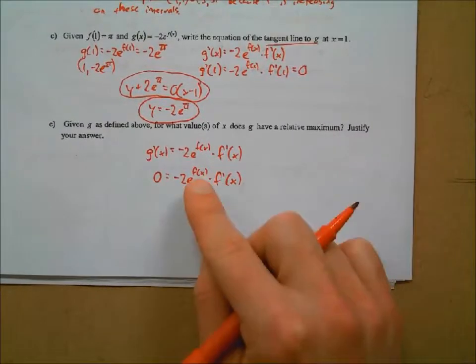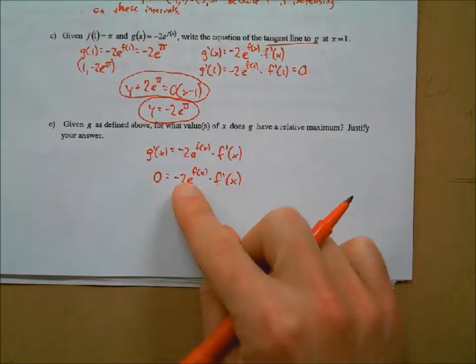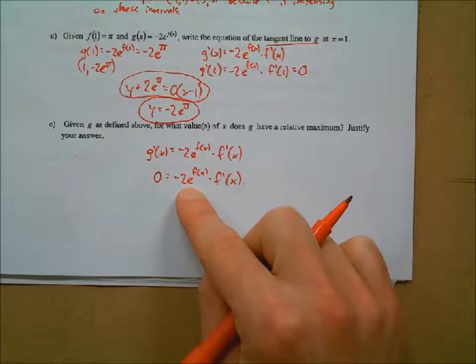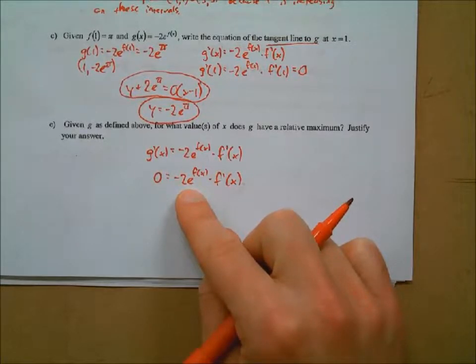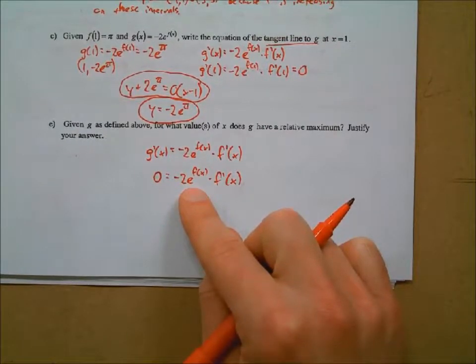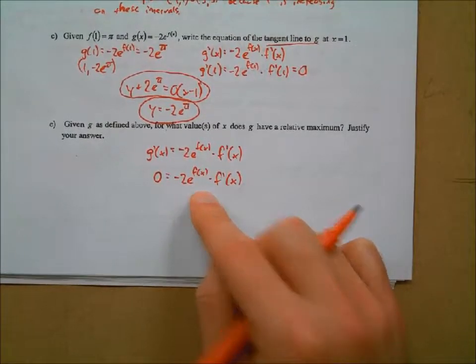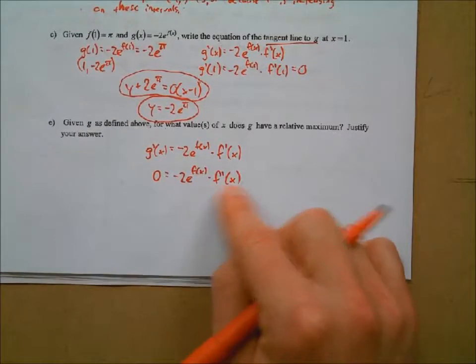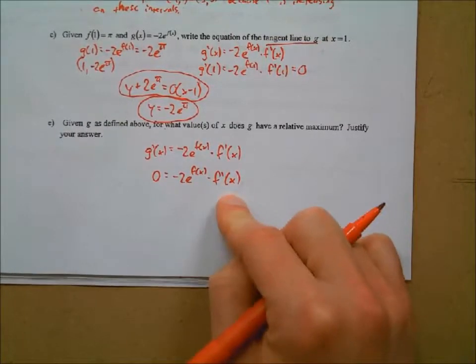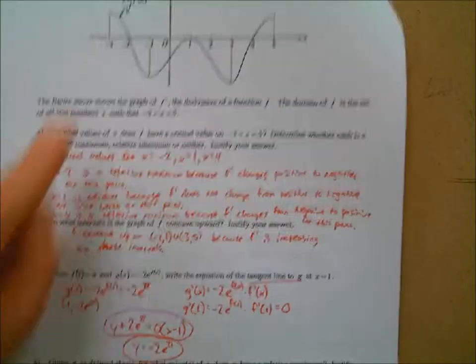Because let's examine our pieces here. When will this first piece ever equal 0? Never, right? It's impossible because we're taking e, which is like 2.7, to a power. So it's going to be 2.7 to a power times -2. That's never 0. But we're multiplying by f prime of x. When is f prime of x 0? We found those back in a, didn't we? It was at -2, 1, and 4.